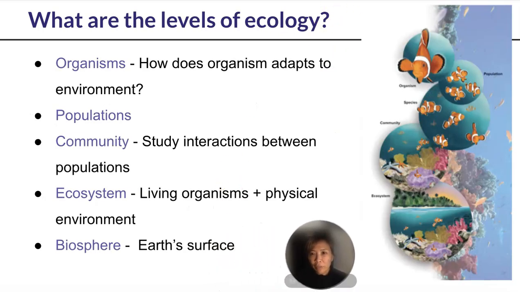So what are the levels of ecology? We visited this before, where we start off with the individual organism, and how that organism adapts to its environment. Then how all the different individuals of that species, which forms a population, interact with the environment. Moving up from that, here we have these little fishes, but we also have all of these other different organisms. How do all of the different species and populations interact? That would be our community level.